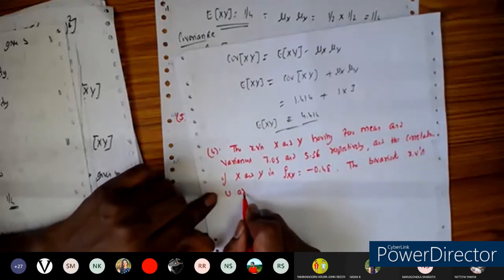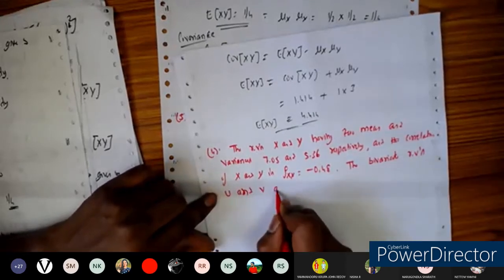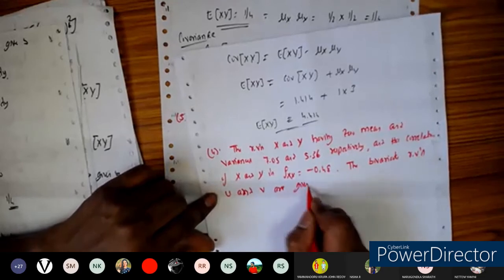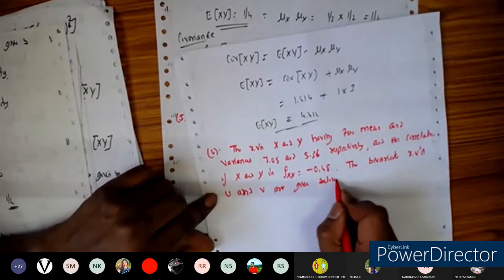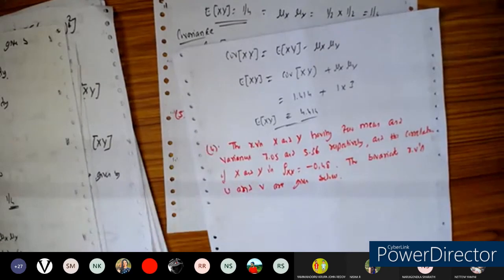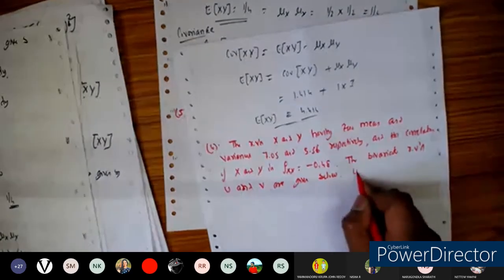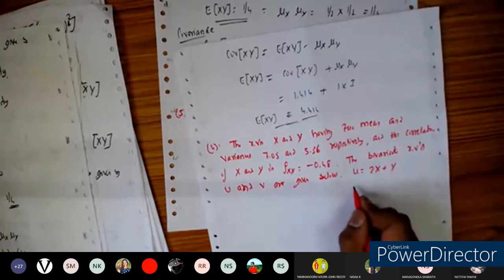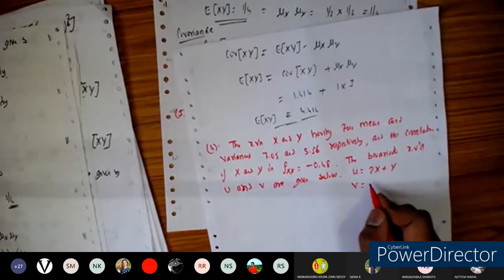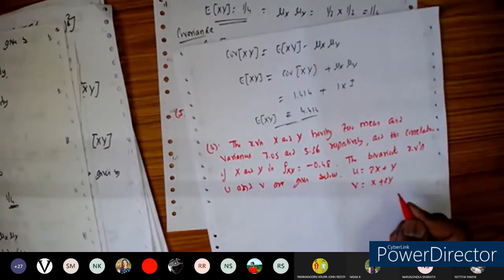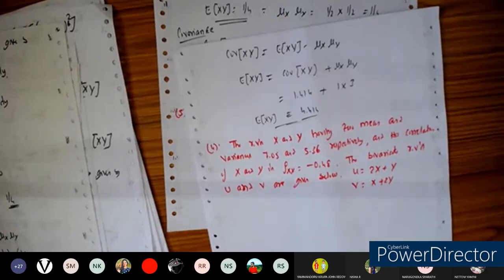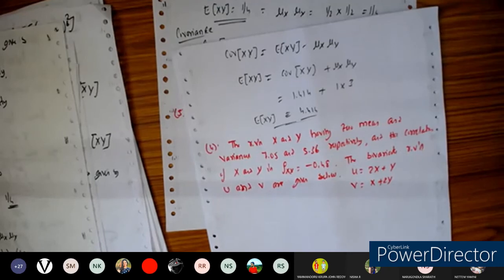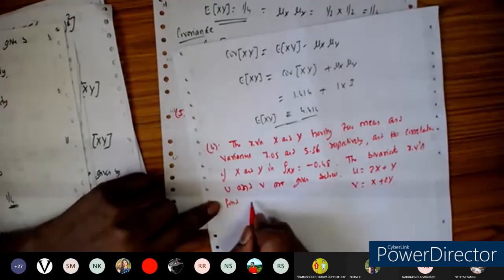The bivariate random variables u and v are given below. You can take u is equal to 2x plus y, v is equal to x plus 2y. Find the following.